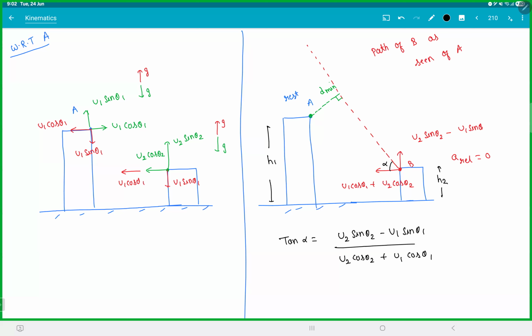Is the story clear so far? This is what A will think about B. A will think B is going in a line with a velocity, this vertical component and that horizontal component, and with zero acceleration. So that green line is your minimum distance. This distance is also there. This is D.